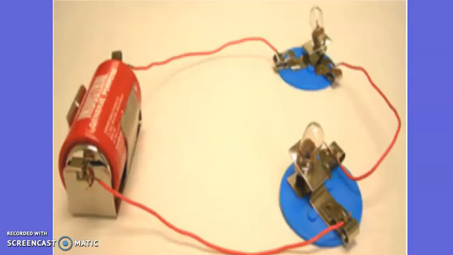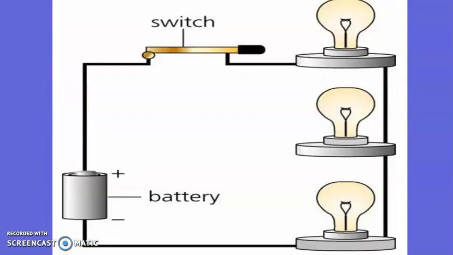Now identify if this is a series or parallel circuit. 5, 4, 3, 2, 1. This is a series circuit because it has only one path. Next. 5, 4, 3, 2, 1. This is a series because it has only one path.